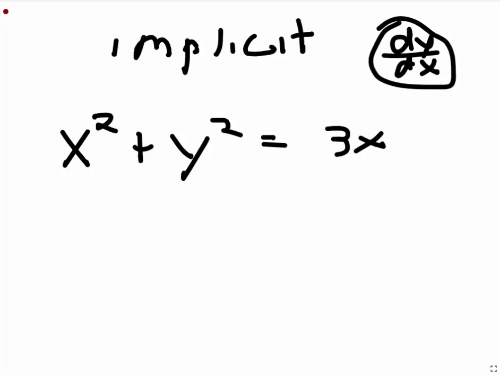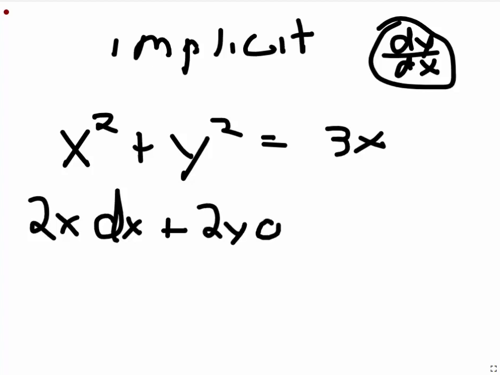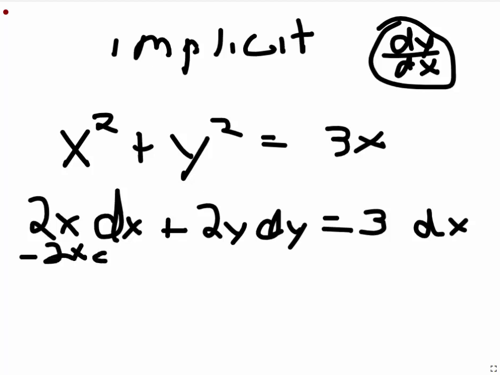So the derivative of x squared is 2x, and then I'm going to put a dx there because it's with respect to x. Now this derivative is 2y, but that one is with respect to y. On the right-hand side, I have a 3, and that's with respect to x. Now all you simply do is use a little algebra, get the dy's on the left side and the dx's on the right side. So I'm going to subtract this one because it's a dx.